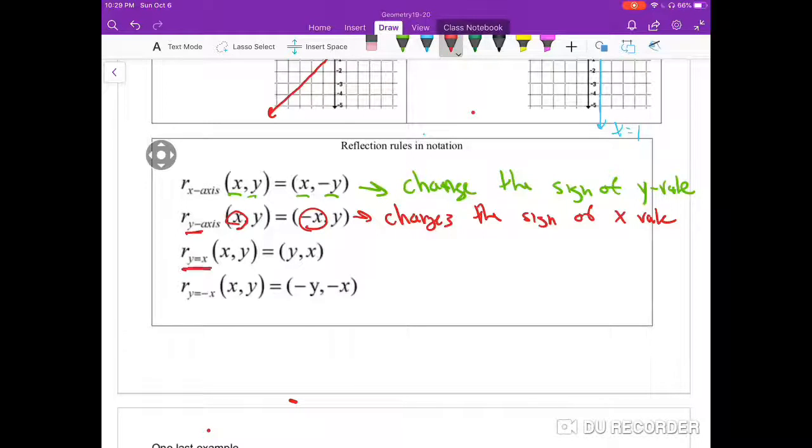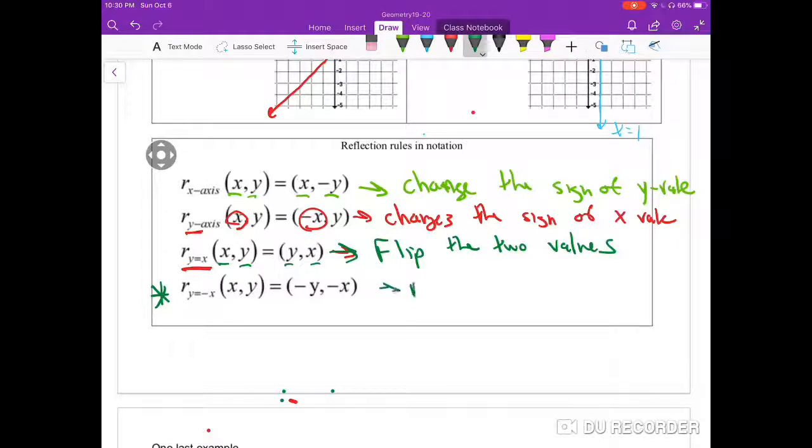Reflection over the line y equals x, you just flip the coordinates. So you don't flip the signs, you flip the order. So you make the point from x, y to y, x. So you don't change the sign, you just flip the 2 values. Okay, and this last one comes up every once in a while.